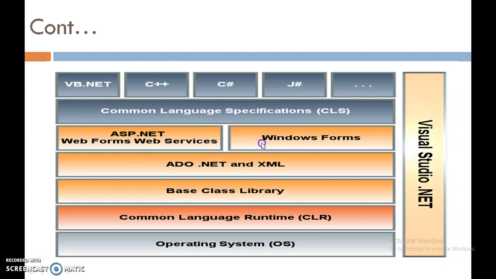Forms, etc. Above the various applications, CLS is there, which supports creating applications using various languages, and provides a common platform to create common code for various languages. CLS means Common Language Specification, and above the CLS, various languages are there like VB.NET, C++, C#, J#, etc.